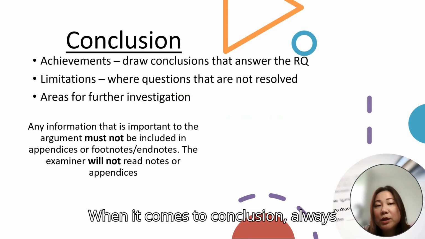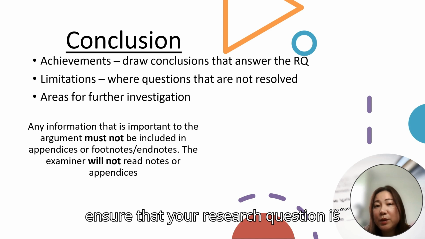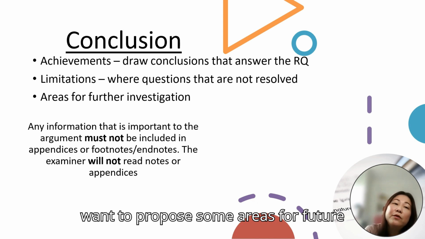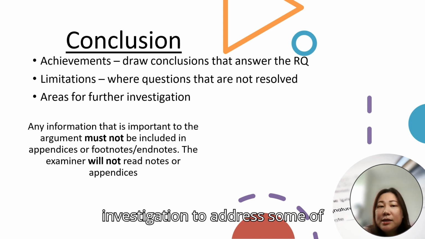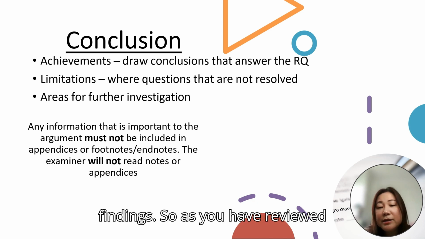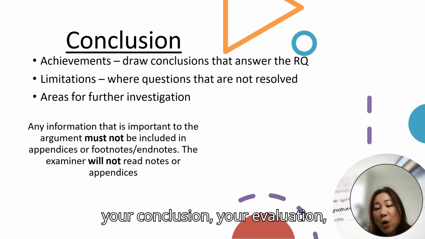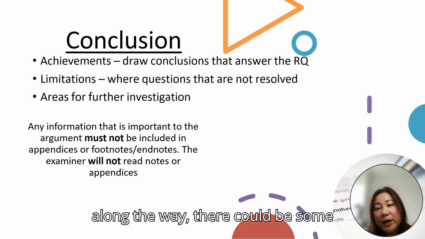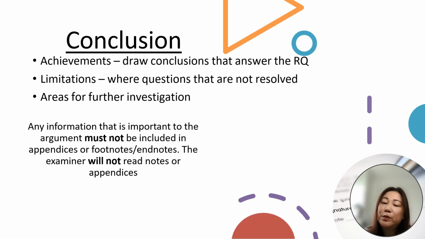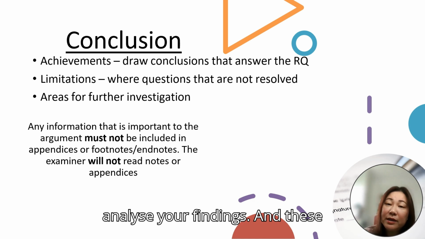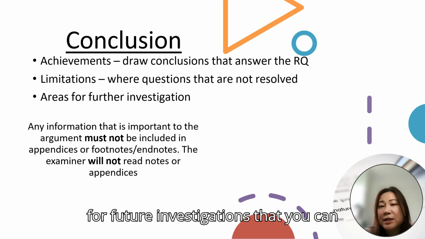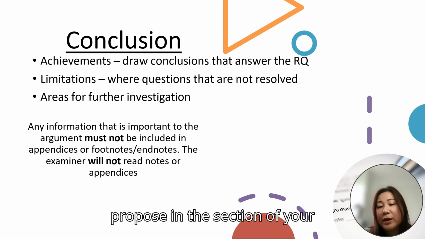When it comes to the conclusion, always ensure that your research question is answered. And along the way, you may want to propose some areas for future investigation to address some of the unresolved questions that you have in mind regarding your extended essay findings. As you have written your conclusion and evaluation, there could be some unresolved questions that pop up as you analyze your data or your findings. These unresolved questions are good areas for future investigations that you can propose in the section of your conclusion.